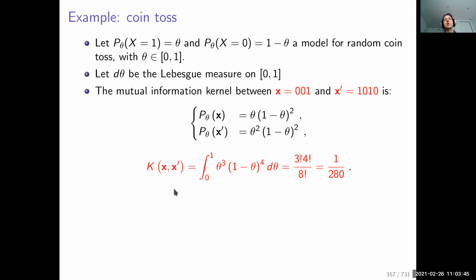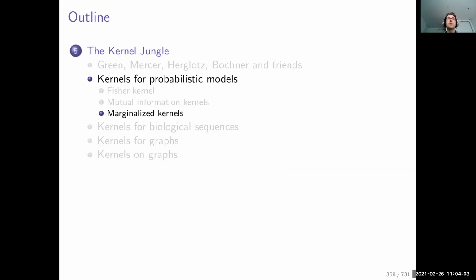And then you can simply compute your integral, and you get a quantity that is a measure of similarity between x and x prime according to the probabilistic model. Okay, so that's also a way to turn a probabilistic model into a kernel. So here it's obvious that the kernel is positive definite.